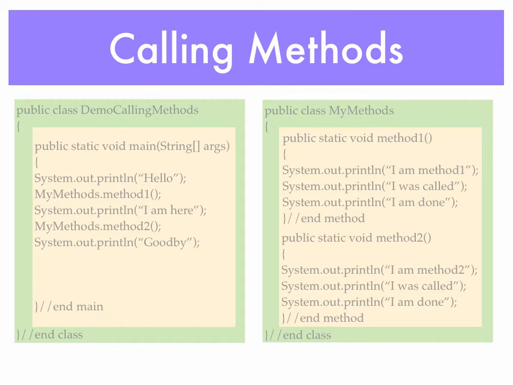So as I execute DemoCallingMethods, here I'll execute my main method. We'll print to the screen "hello." We will call method1, it will execute, printing to the screen those lines, "I am method 1, I was called, I am done," and then returning control back to the main method of DemoCallingMethods, returning back to the point from which it was called.